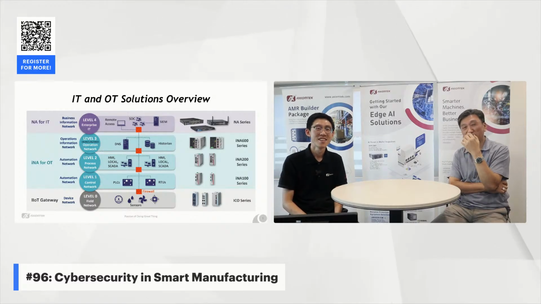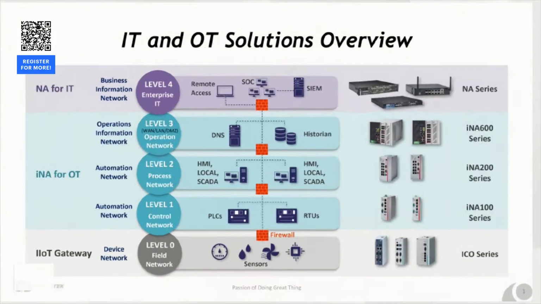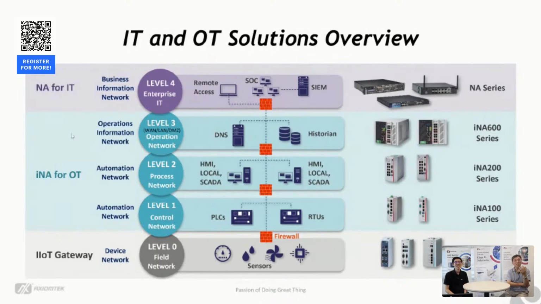Disturb your process. Okay, let's go one layer up. Let's say after the IoT gateway, we have level 1. Level 1 talks about the automation network, where PLCs and RTUs, remote terminal units, are concerned. Okay, this layer. So at this layer, if the hacker comes into that layer, is it easy?